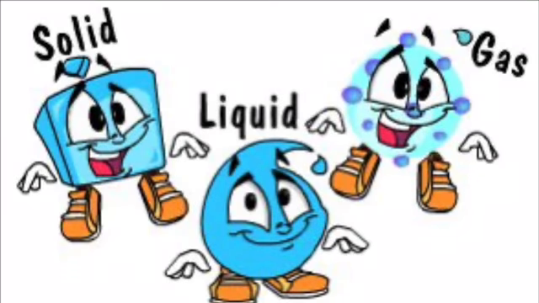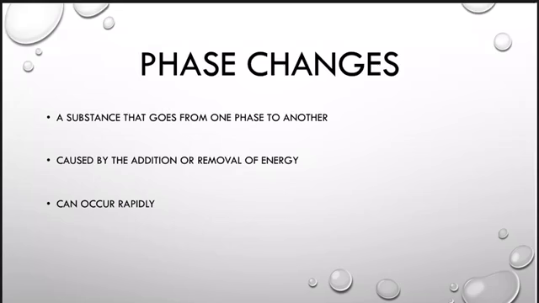Hello and welcome to this week's chemistry lab. We will be briefly discussing phase changes that occur between states of matter. Phase changes are when substances go from one phase to another, and it's caused by the addition or removal of energy, and usually heat is involved. These changes can rapidly occur.